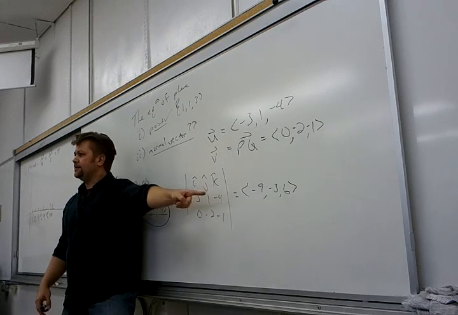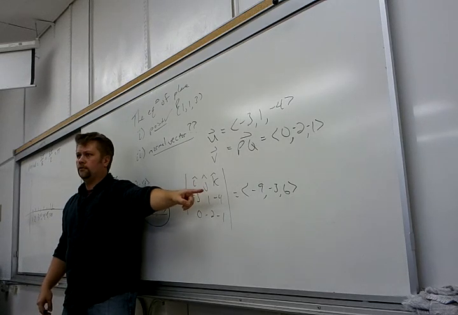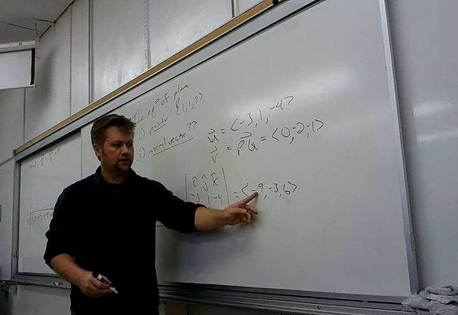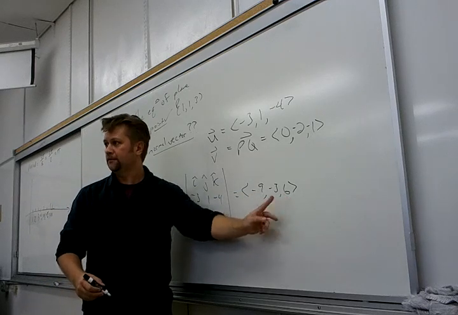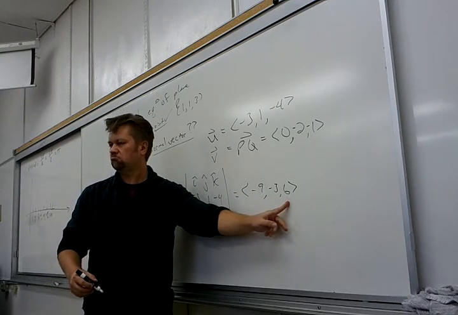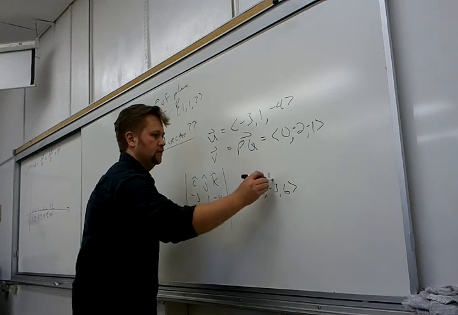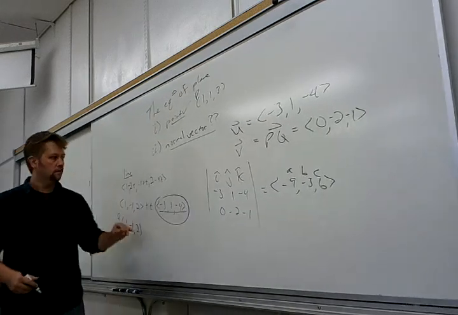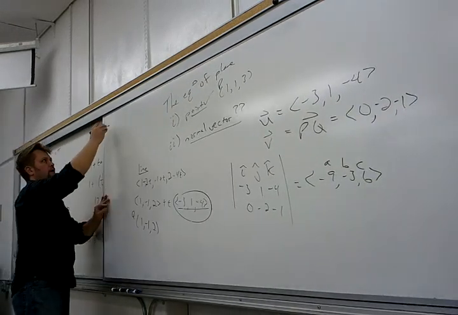And then, what's that? It's the normal vector. So what's this otherwise known as? What letters do we use? A, B, C. Oh, look. So this is A, this is B, this is C. So now I can just throw them into my plane equation.